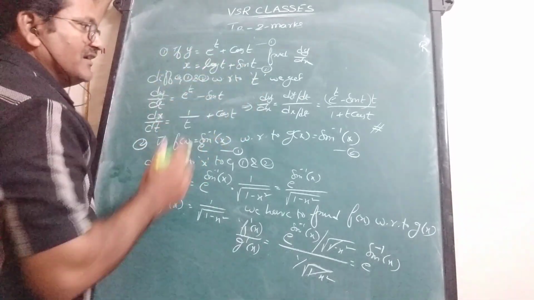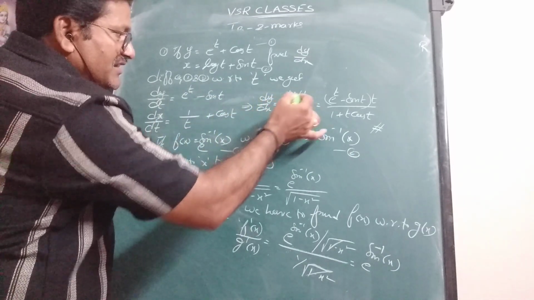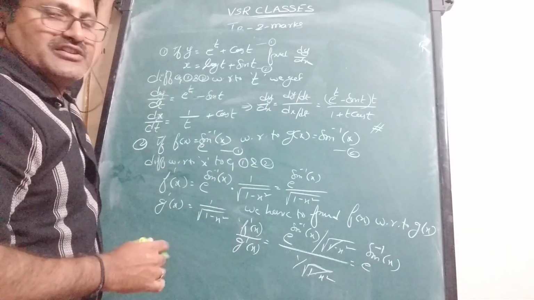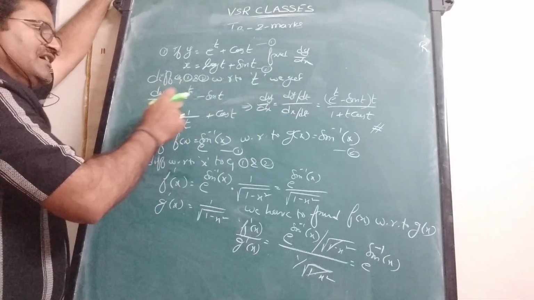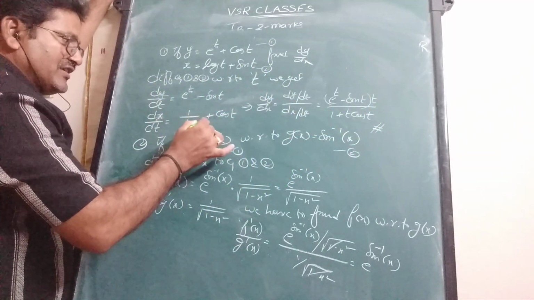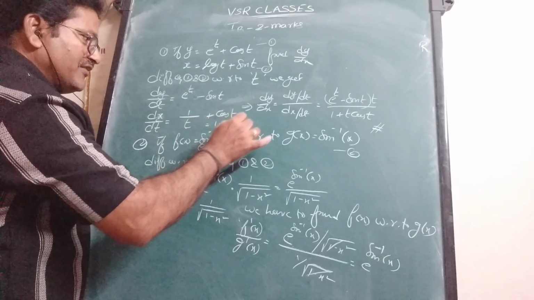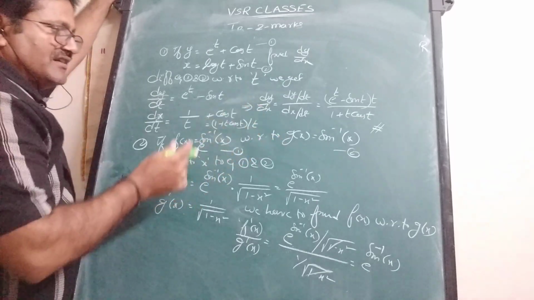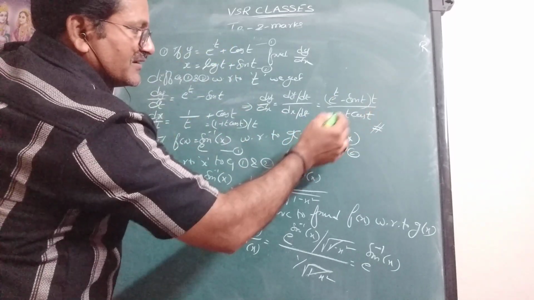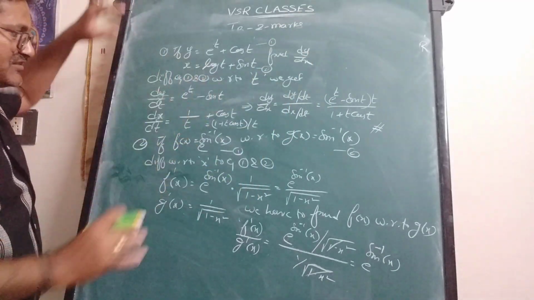Now go further. dy by dx we want. I can write dy by dt divided by dx by dt. So we got this value already here: e power t minus sin t. If you take LCM here, you will get 1 plus t cos t divided by t. This t comes upside here. 1 plus t cos t, t upside. That is your result for this one.